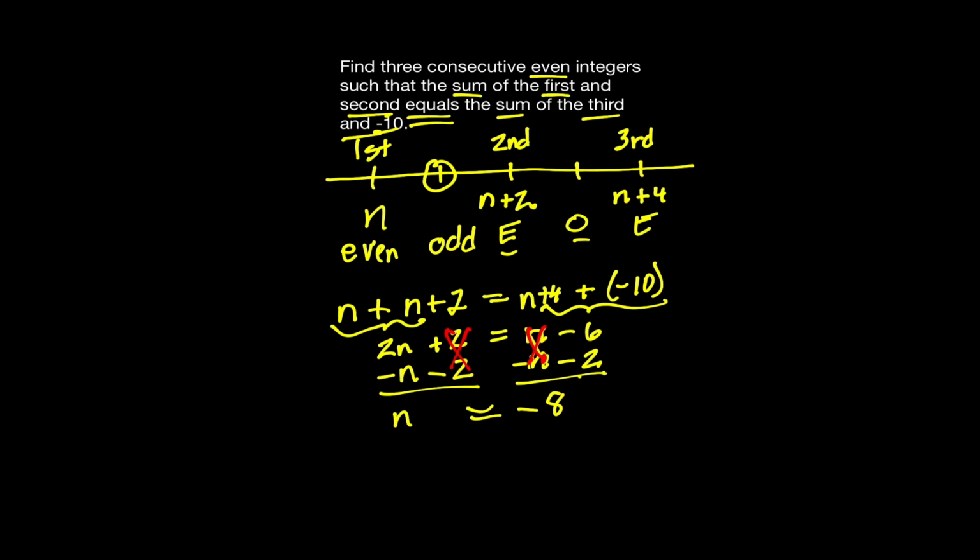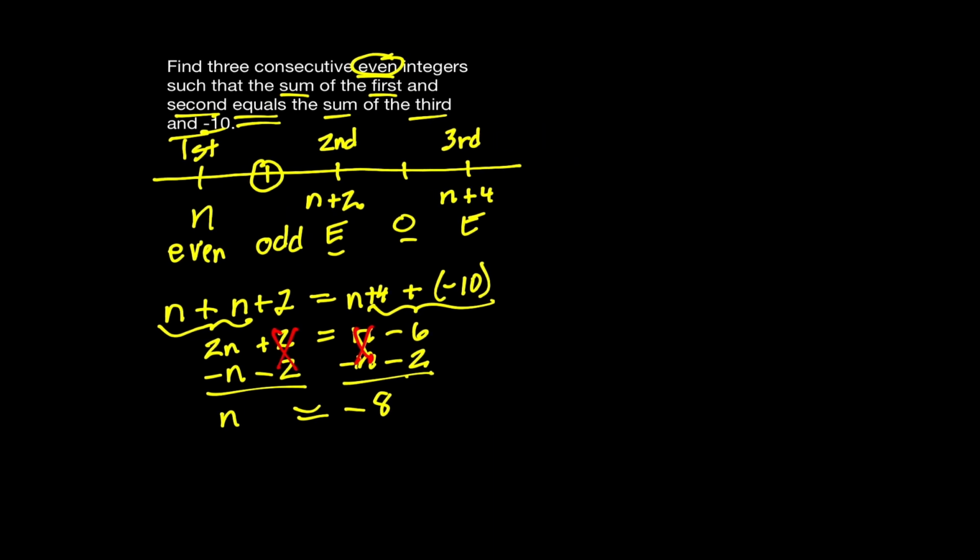So double check, is that an even integer? The answer is yes, that is even. So the answer I'm looking for is the first integer must be negative 8. So this is negative 8. And then I go up 2 to negative 6. And then I go up 2 more, and that would be a negative 4. Common mistake.